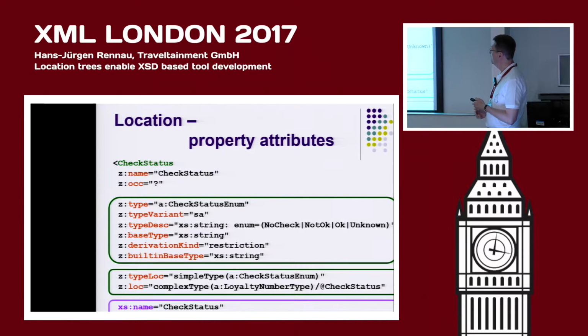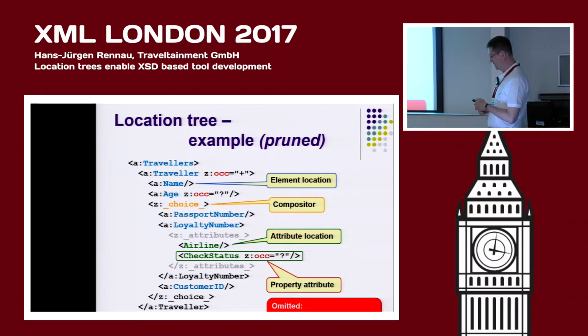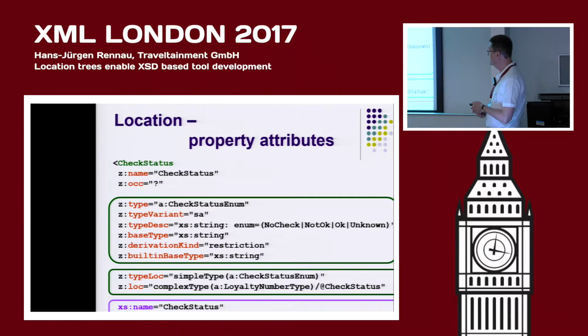So for example, we have properties representing cardinality constraints, various type properties, and also something like pointers back to the original source schema in order to align the location tree and the original schema.